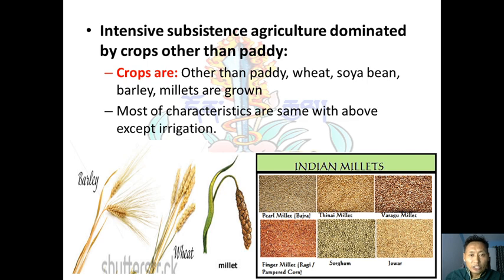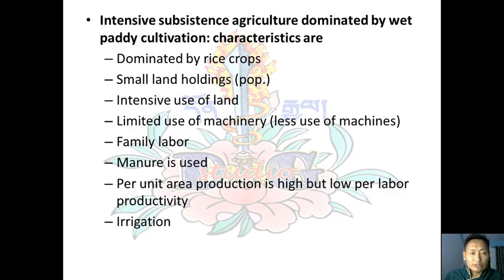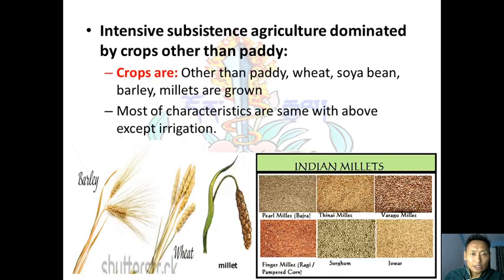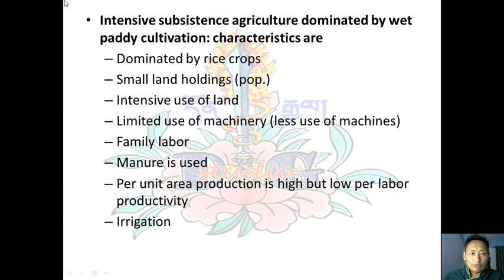wet paddy. So here most of the characteristics are the same as above. Intensive subsistence agriculture dominated by wet paddy, except irrigation. The characteristics of intensive subsistence agriculture dominated by crops other than wet paddy will remain the same except irrigation, because in this type of agriculture they are cultivating less water intensive crops such as wheat, barley and millets. So in order to cultivate these crops we need a lesser amount of water for the growth and development of these types of crops. So in this type of agriculture, intensive subsistence agriculture, they are not using irrigation because these crops are less water intensive. So except irrigation, all the features are the same as the intensive subsistence agriculture dominated by wet paddy.